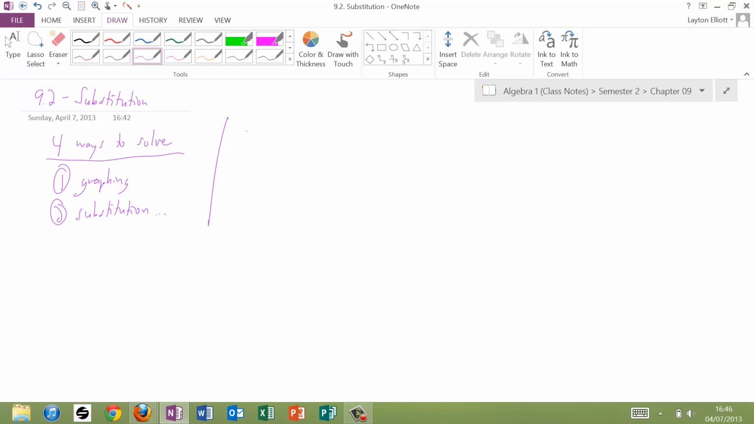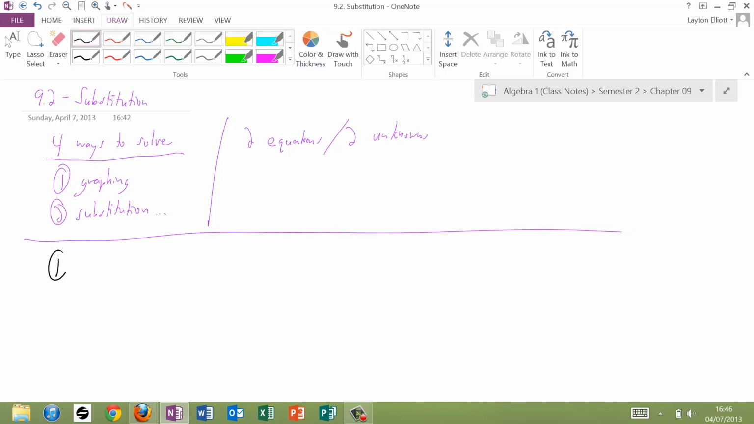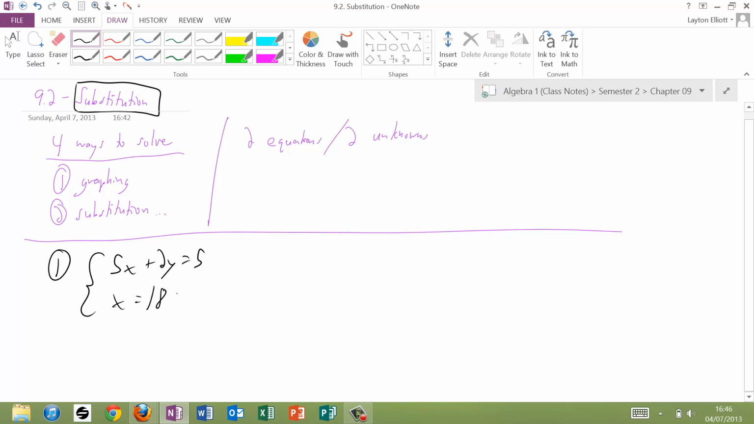To solve the system by substitution, remember we need two equations with two unknowns. So here we go. We're going to do this by example, but again, this is called substitution. Number one: 5x plus 2y is equal to 5, and x is equal to 18 plus 3y.